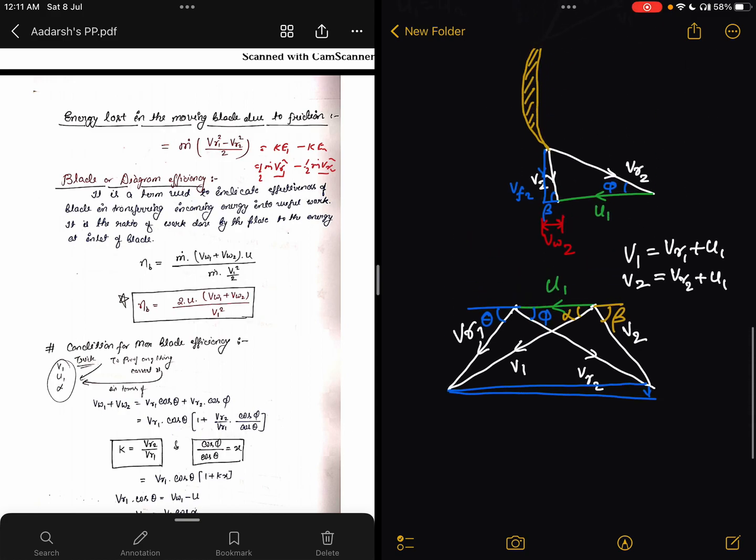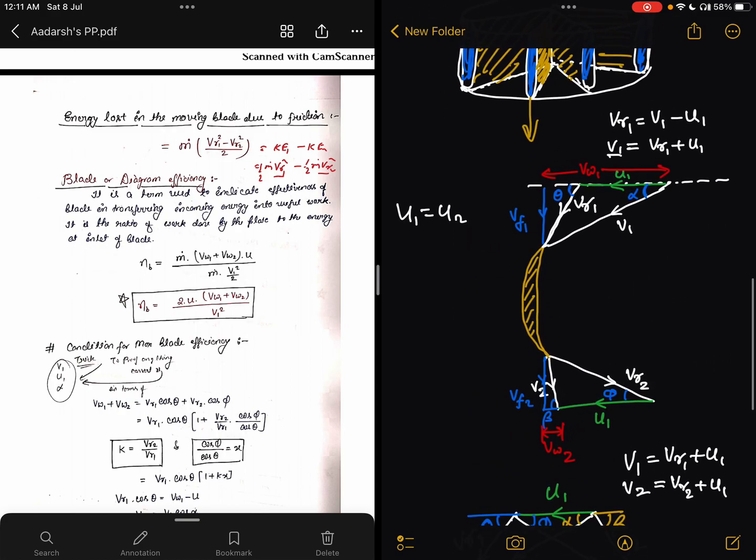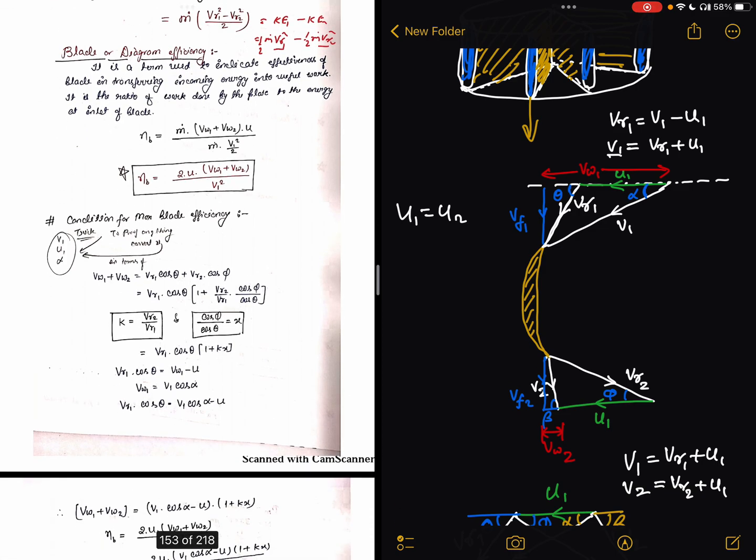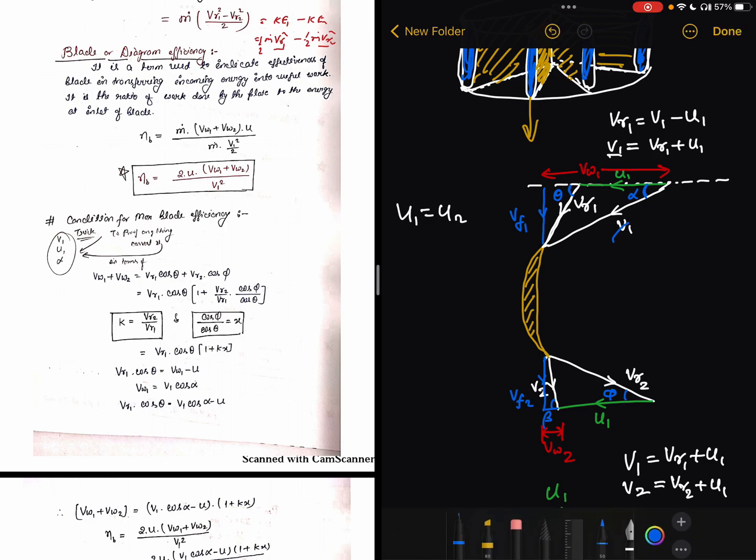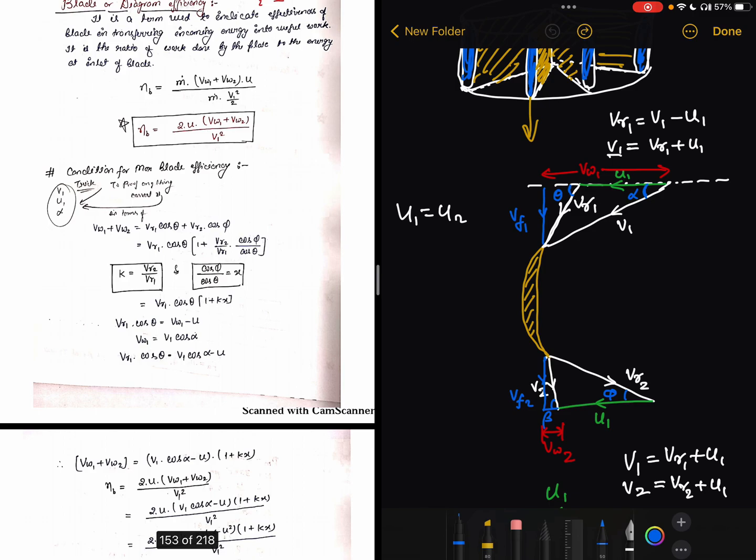From this blade velocity diagram, we will clearly understand what is going on. Vw1 plus Vw2 can be written as Vr1 cos theta plus Vr2 cos phi. Taking Vr1 cos theta common, it is Vr1 cos theta times (1 plus Vr2 upon Vr1 times cos phi upon cos theta).